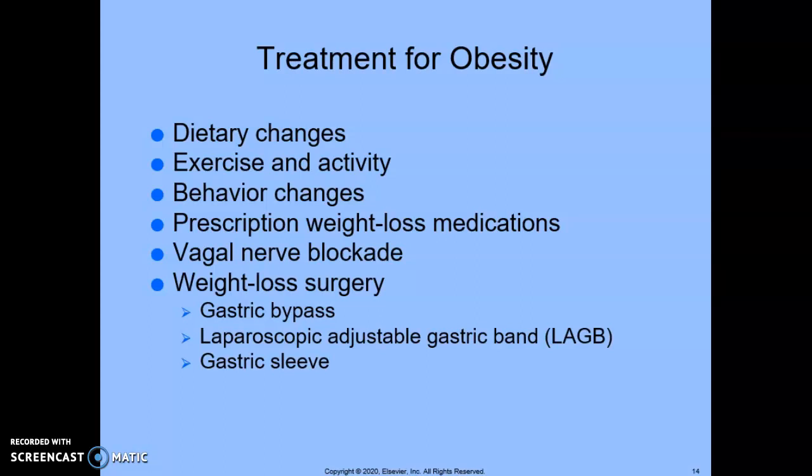So looking at obesity and knowing that a BMI over 30 is considered obesity, what are some things that might be done to treat obesity? So we want to look at table 8.8 in your textbook, and you can find information there that discusses weight loss medications as well. And then we look at making dietary changes. We look at increasing activity.